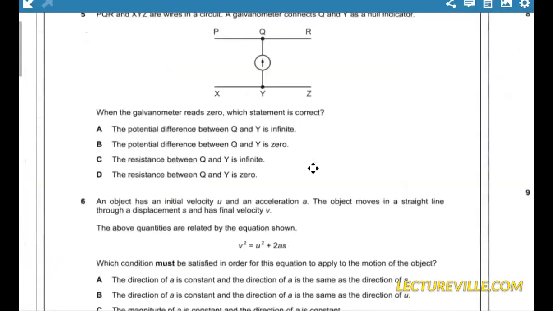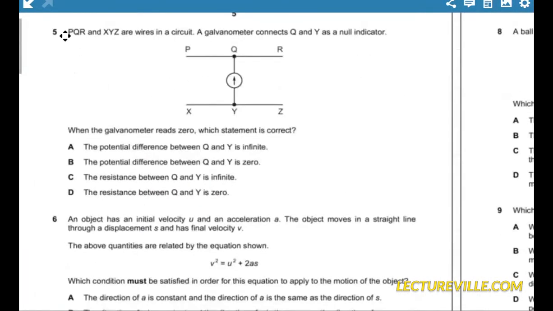Now, question number 5. P, Q, R, and X, Y, Z are wires in a circuit. A galvanometer connects Q and Y as a null indicator. So the reading on the voltmeter must be 0. When the galvanometer reads 0, which statement is correct?